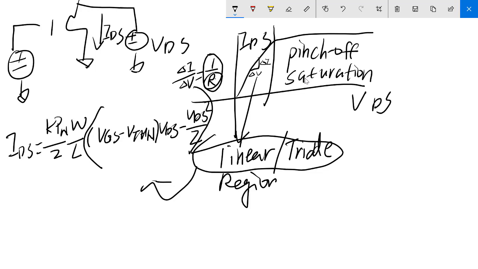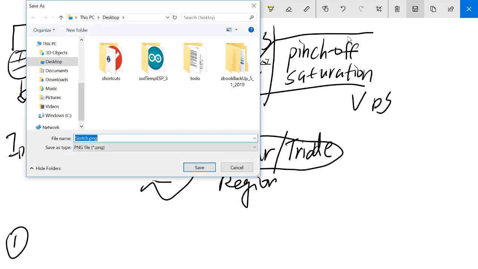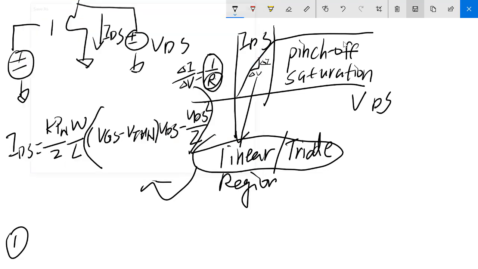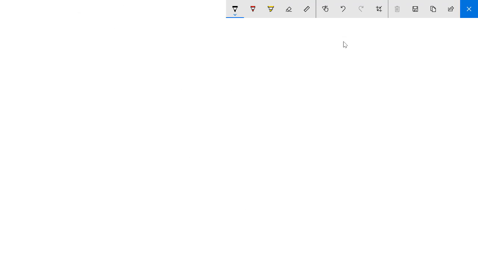So this is how we treat this region. And because we know it works like a resistor, can we get the resistance of this channel? The answer is yes. Save it. That's page 1, and I will erase all.